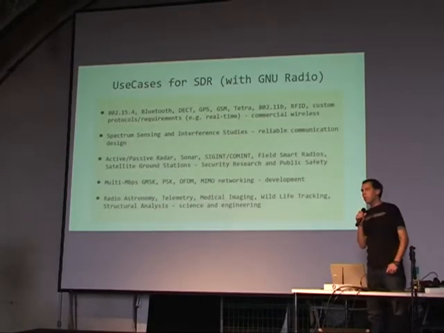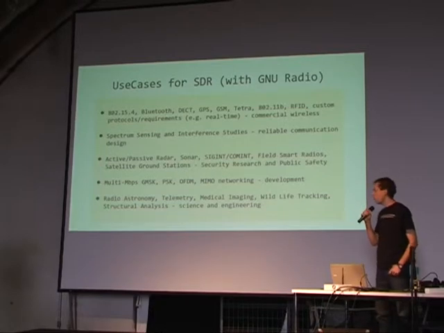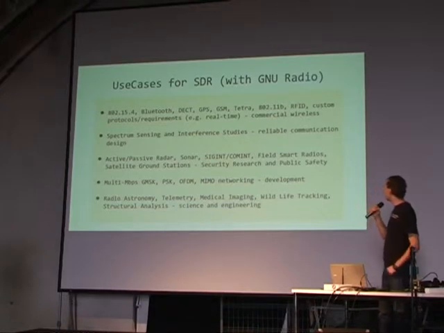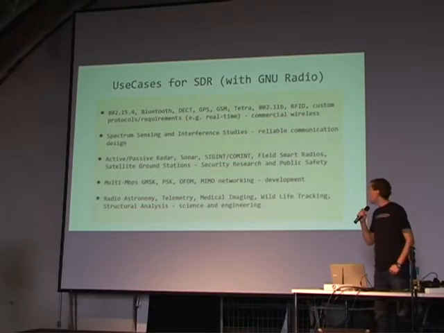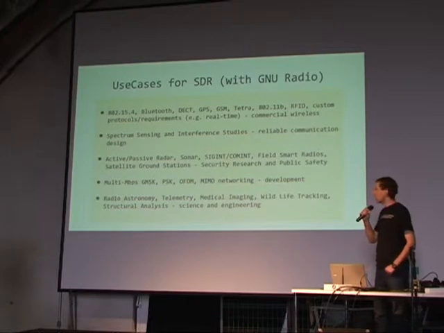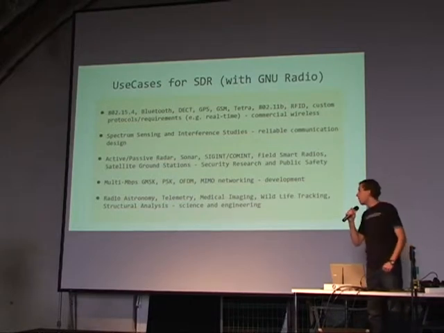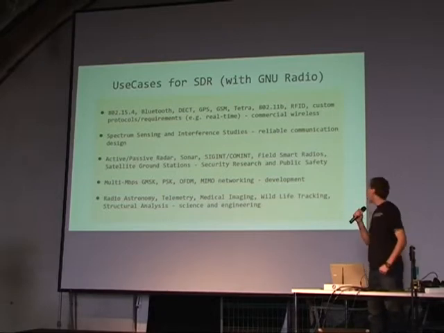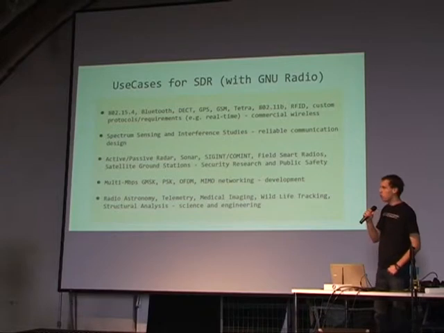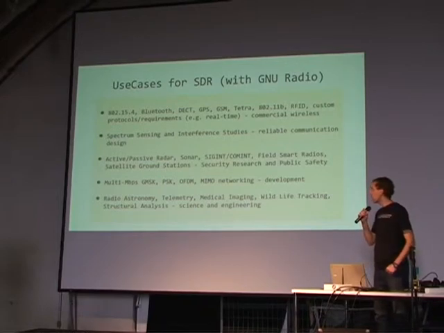In general, the use cases for software-defined radio are mainly commercial wireless, which characterizes mostly everything we use here, like DECT, GPS, GSM, TETRA, wireless LAN, and RFID stuff, and also custom protocols and stuff like ZigBee, which is 802.15.4. So you can verify specific requirements you're trying to realize with these protocols, that may be real-time requirements, as an example. Other stuff is spectrum sensing and interference studies, which I'm going to talk about in a later slide. That is reliable communication design, which is stuff that was mostly possible in theory, which we can now realize.